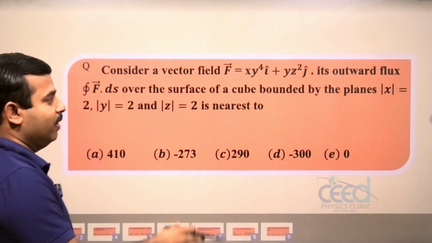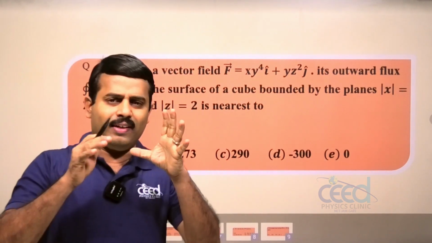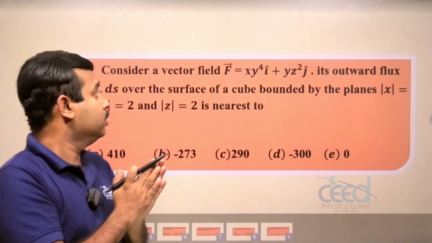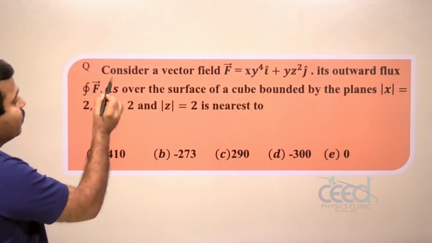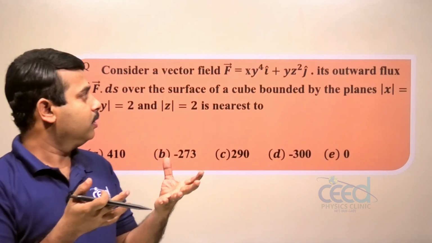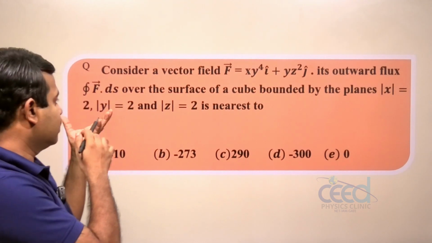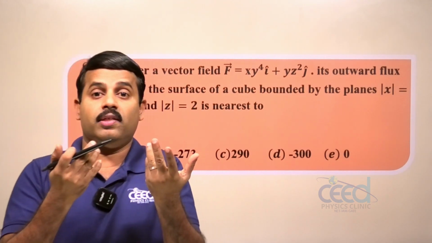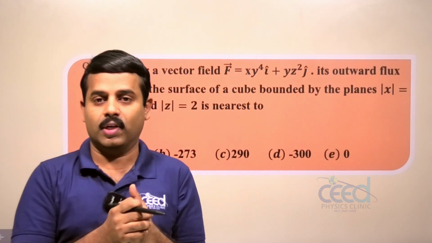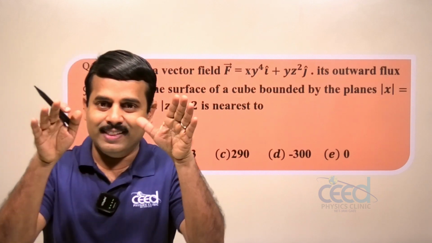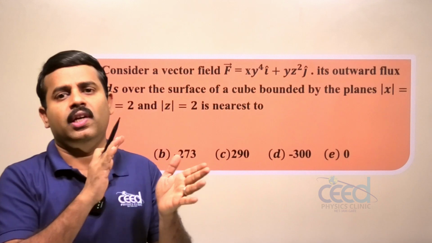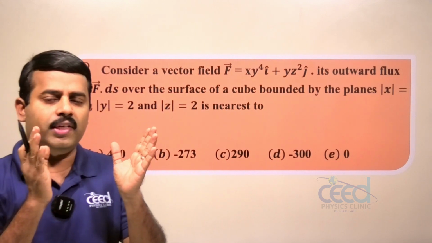So a vector field is given. That vector field you are applying to a cube. Then we want to find the surface integral of that field. We already studied that finding the surface integral is very difficult. That's why we employed the divergence theorem. Because a cube has 6 faces, calculating the field value on each face and adding would take a lot of time.